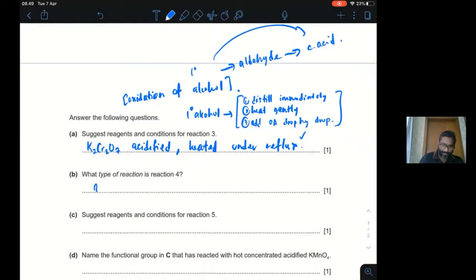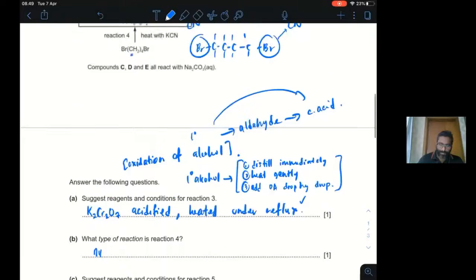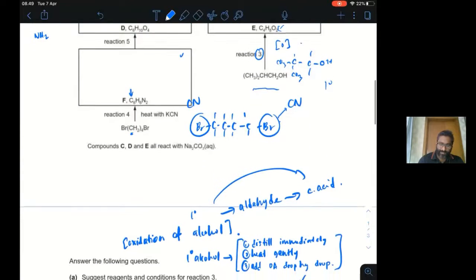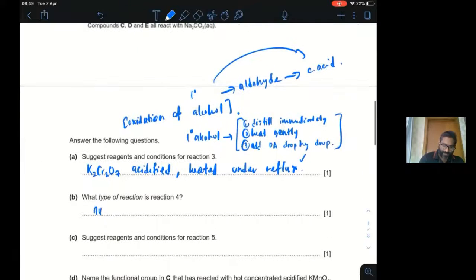So, which one? The Br changed into CN. What type of reaction is this? Nucleophilic substitution. Yes, nucleophilic substitution.